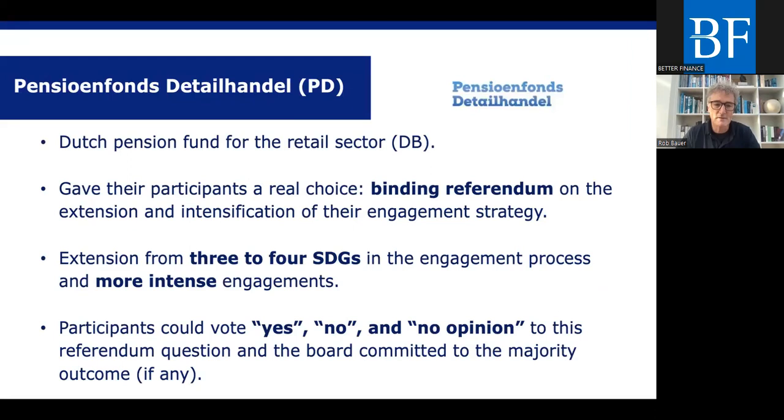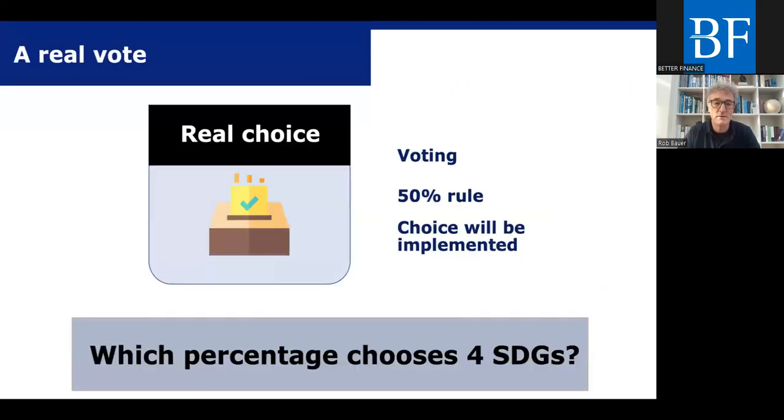So participants of the fund in this binding referendum could then vote yes, no, or no opinion to the simple referendum question. And what is the really interesting part is that the board of that fund committed to the majority outcome, if there would be one, because you don't know that upfront, obviously. So it's a very simple choice, yes, no, or I don't know. And the rule is if more than 50% say yes to it, or more than 50% say no to it, could also be the case, then the board would implement the choice.